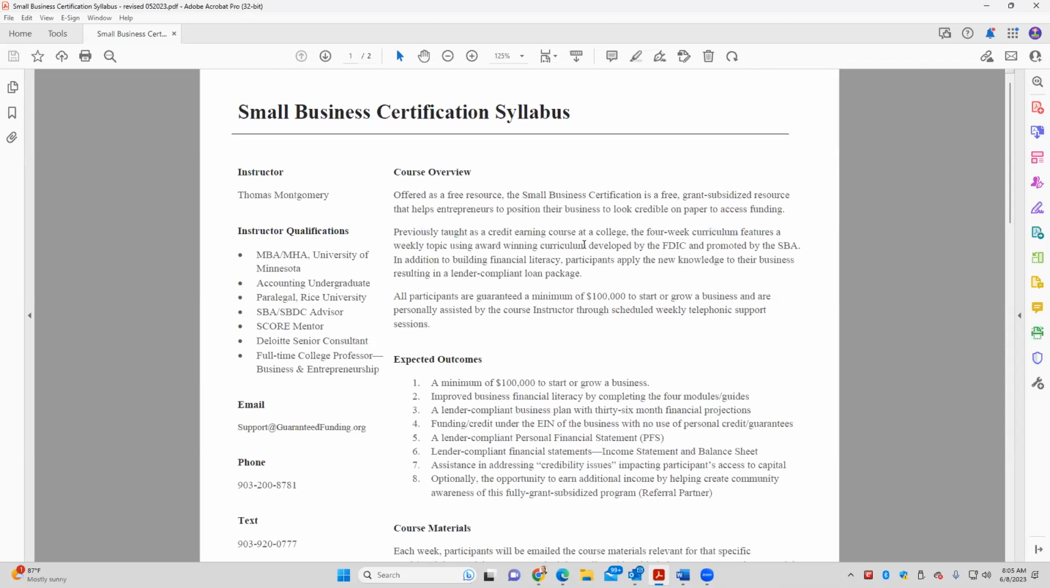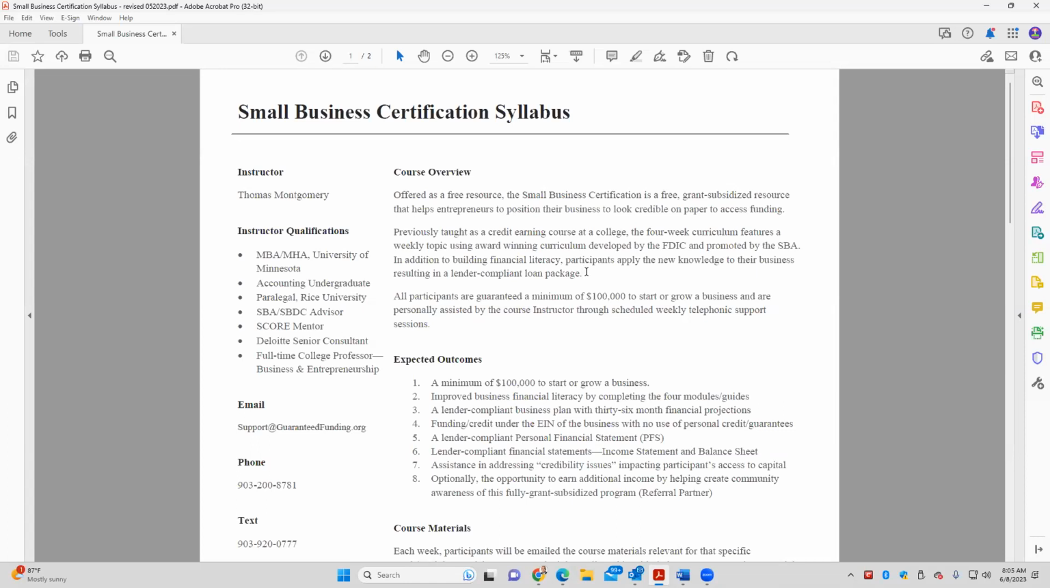But regardless, now it's packaged as a 4-week curriculum, and it uses award-winning curriculum developed by the FDIC and promoted by the SBA, which, again, we're going to talk about what's covered here in a few minutes. In addition to building financial literacy, we help them apply this new knowledge to their business so they have a lender-compliant loan package. You'll have some people that are just interested in learning, and so this is great. Others really aren't so much interested in learning. They're interested in getting funding.